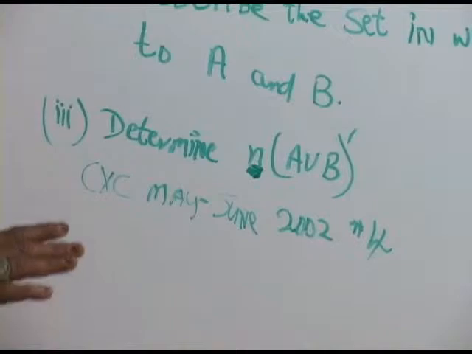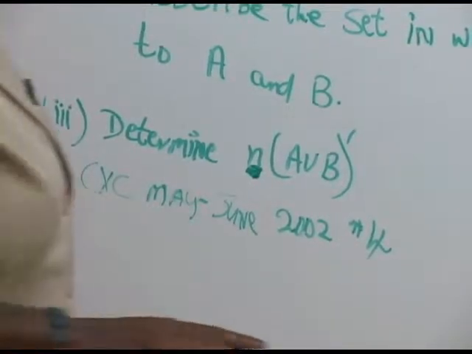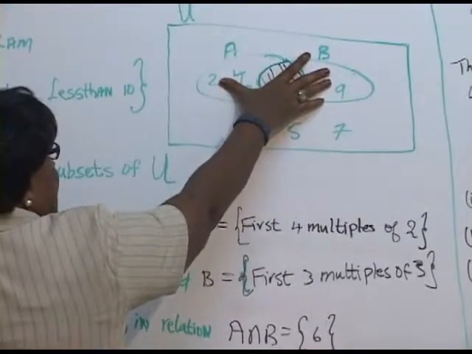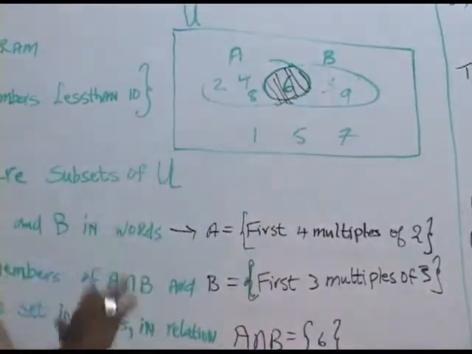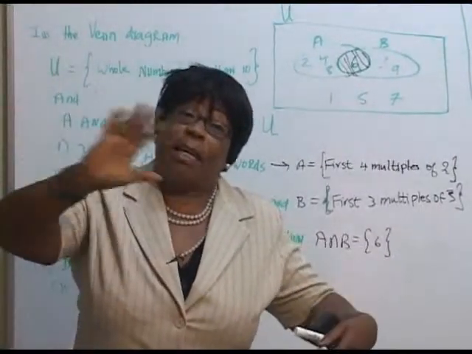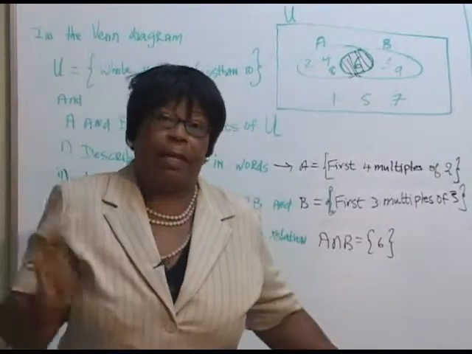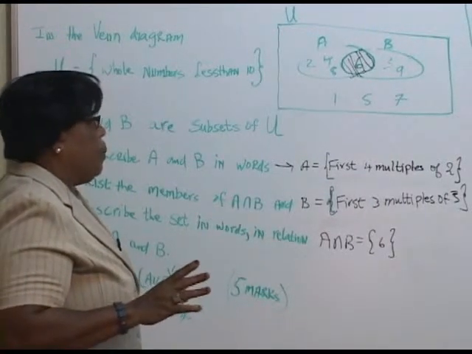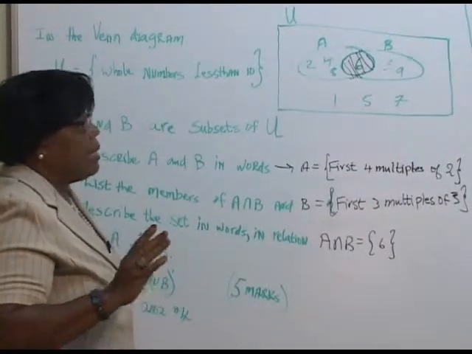We identify what is A union B? And we can say everything here would have been our A union B. And if we talk about the complement, remember we're referring to everything outside of that, all right? And what are the elements or the numbers outside of that? It would be 1, 5, and 7.